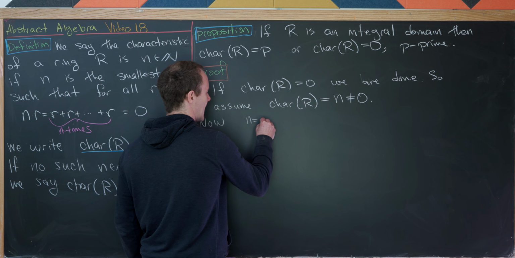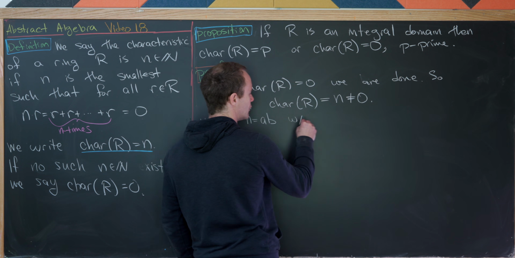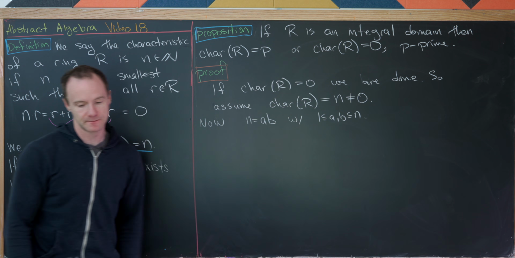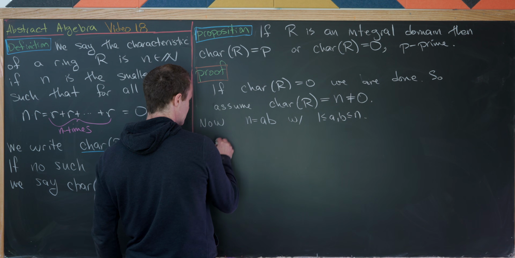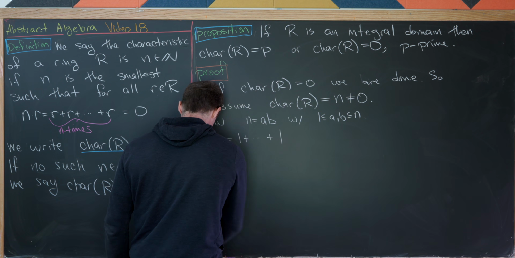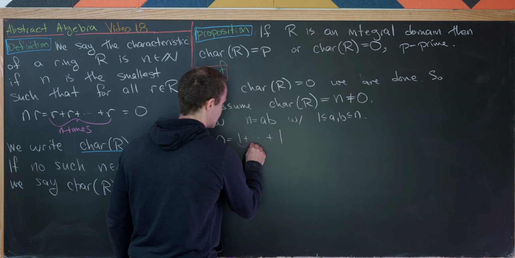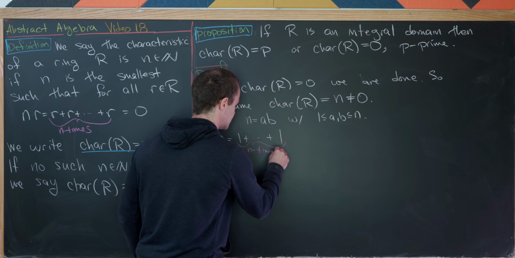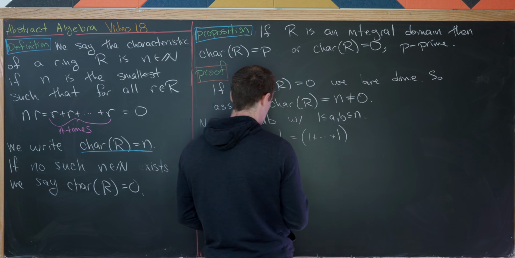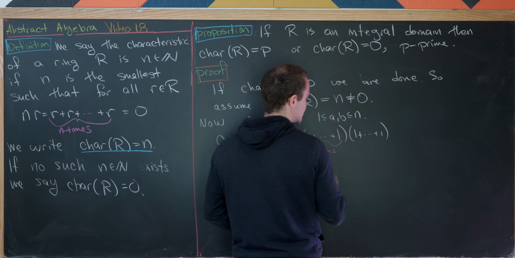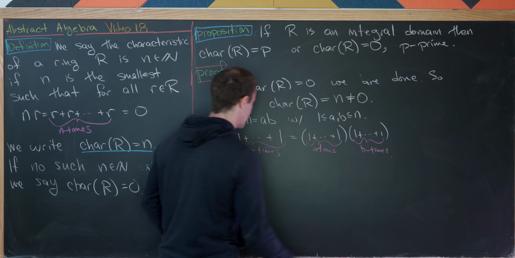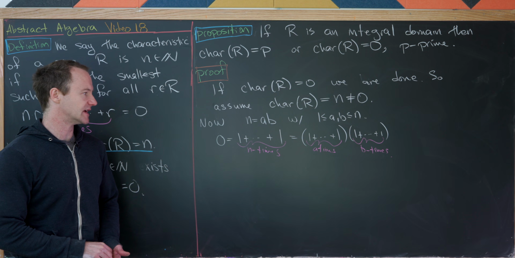So let's write n as a times b, with a and b between 1 and n. Okay, nice. And now let's notice that 0 is the same thing as 1 added to itself n times. So let's write that down here, n times. But then that's the same thing as 1 added to itself a times, times 1 added to itself b times. And this is very simply just because n is equal to a times b.